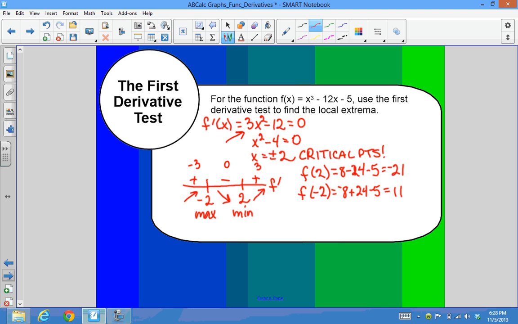And from there I can see that the point (2, -21) is my relative min, while the point (-2, 11) is my relative max. So pretty easy, not a big deal, and it helps us graph. All right, let's move on.